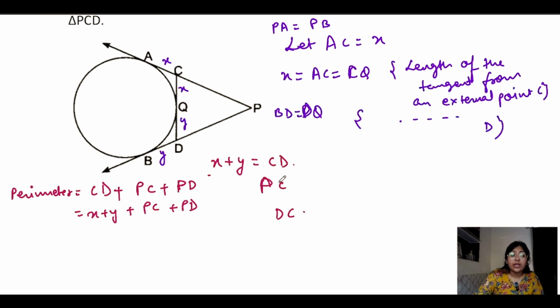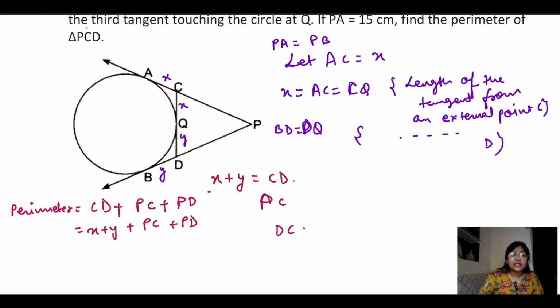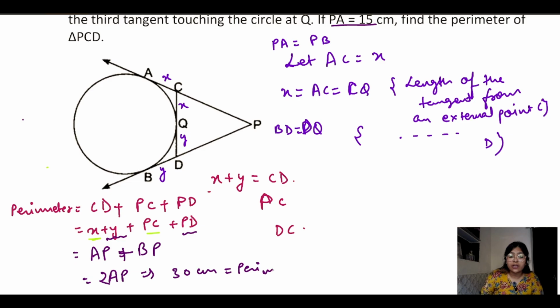Now x plus PC will be AP, yes or no? Yes. And y plus PD will be BP. And AP is equal to PB because the lengths of tangents from an external point are equal. So we can write twice of AP. In the given question, PA is equal to 15, so the perimeter will be 30 centimeters. This is the correct answer.